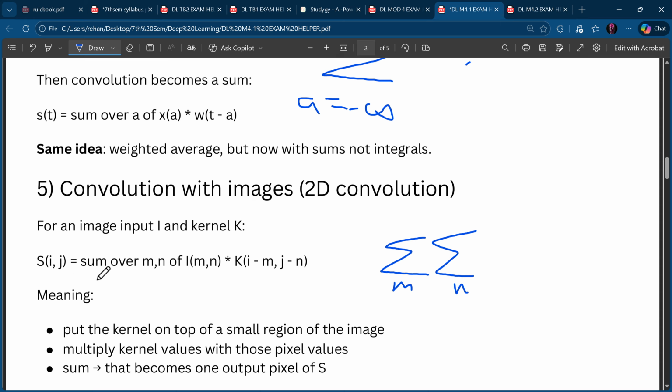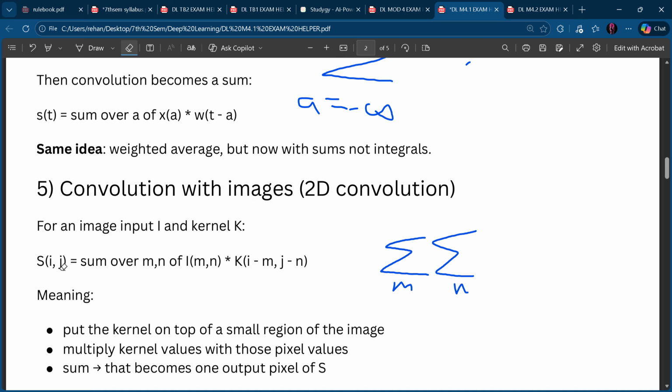So S of i comma j is equal to the summation over m, summation over n, of L of m comma n into k of i minus m and j minus n. It's very simple, right?